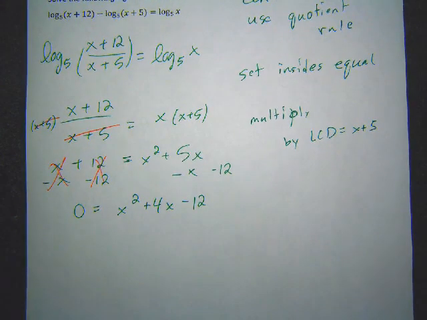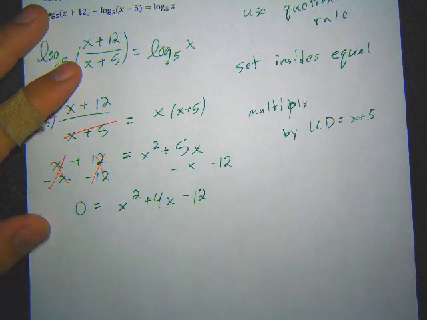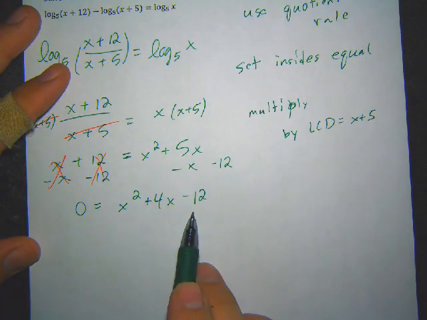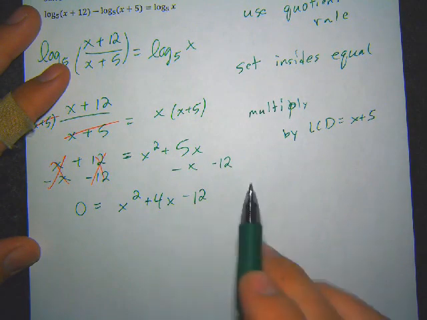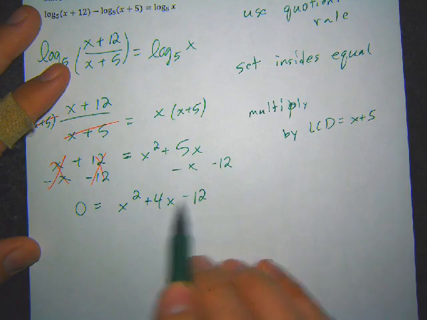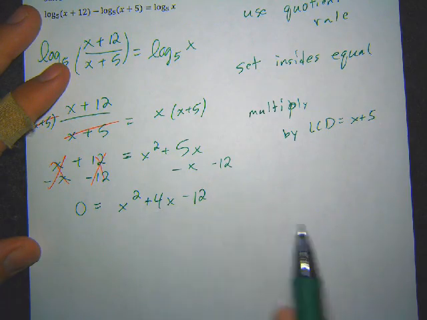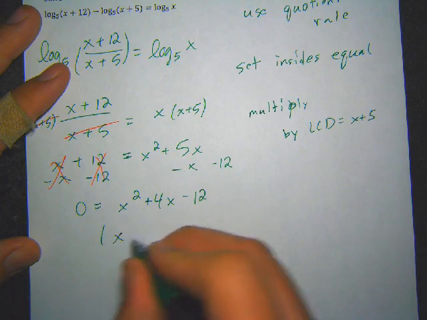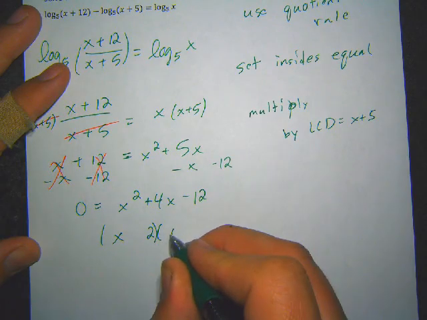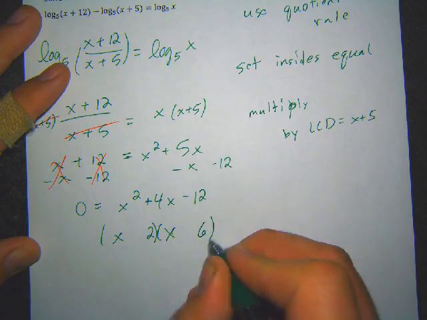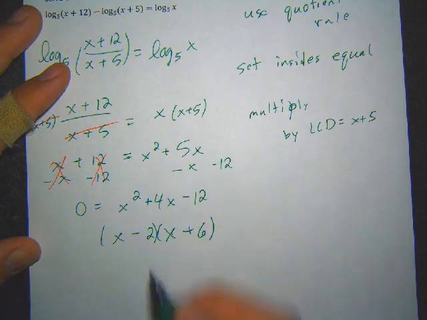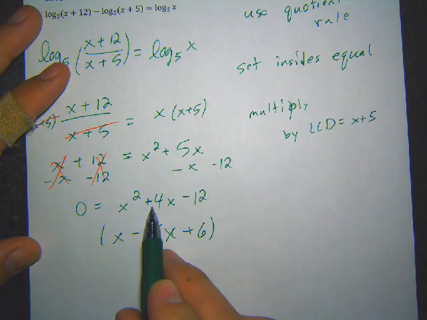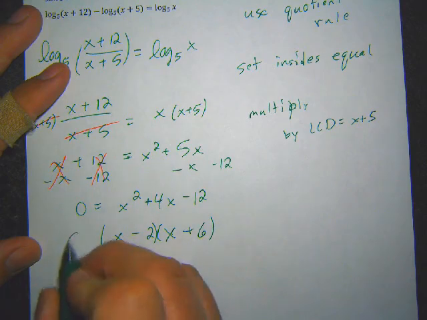Okay, now that we have it as a quadratic, we want to solve it, so we're going to factor it if we can. I think this one does factor, right? 2 times 6 is 12. If I make one of those positive, I can get a positive 4. So let's do x and 2 and x and 6. I think I need a positive 6 and a negative 2. That way they add for 4, but they multiply for negative 12.